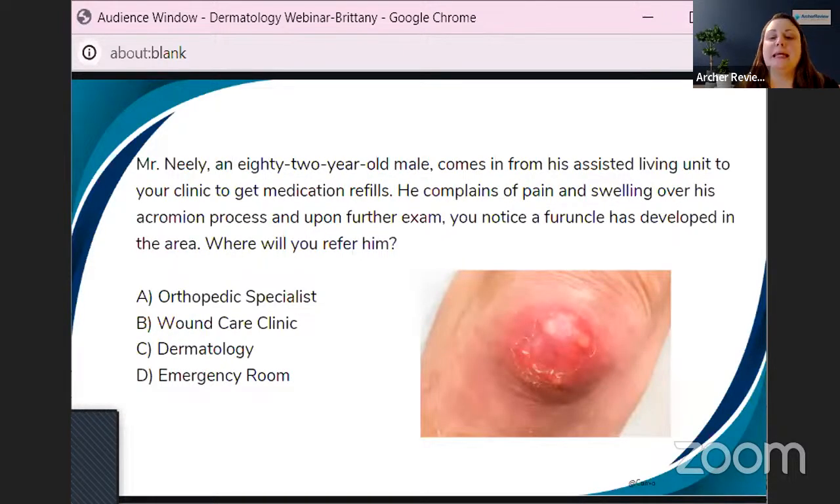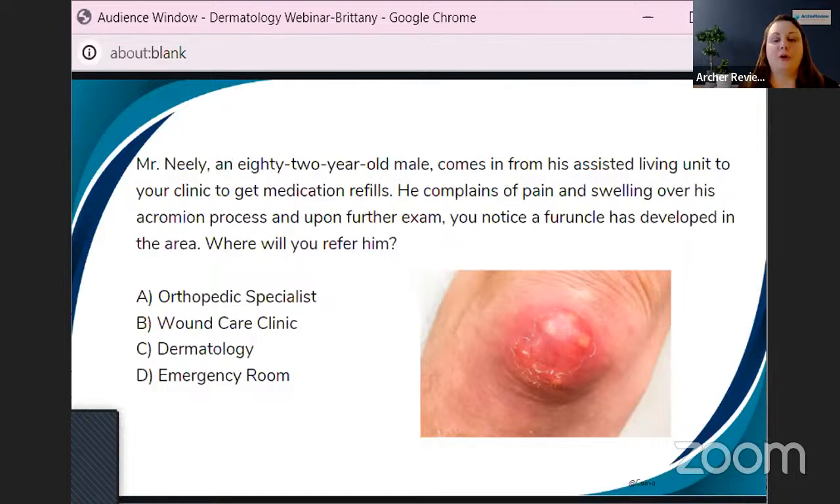Okay, Mr. Neely, an 82-year-old male, comes in from his assisted living unit to your clinic to get medication refills. He complains of pain and swelling over his acromion process or his elbow, and upon further exam, you notice a furuncle has developed in the area. Where will you refer him? So we can see lots of little boils there over that elbow. So anybody have any ideas? So options are orthopedic specialist, wound care clinic, dermatology, or the ER.